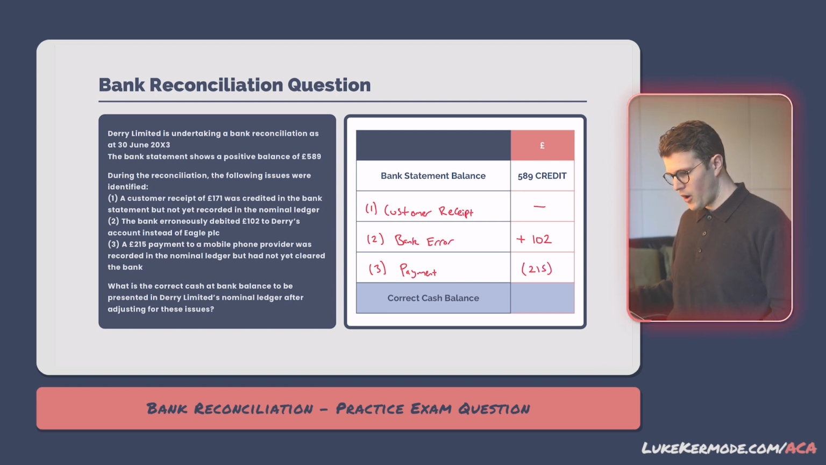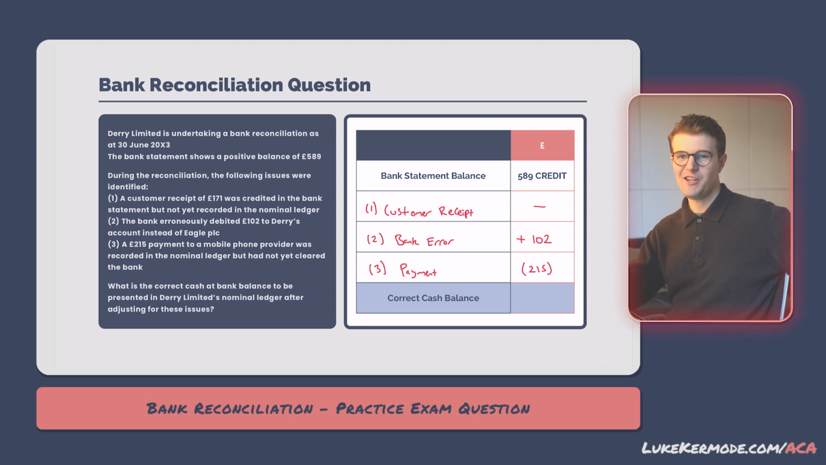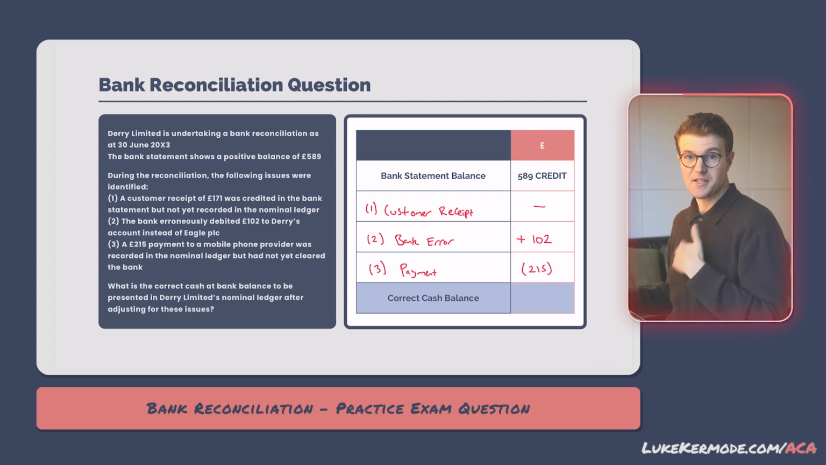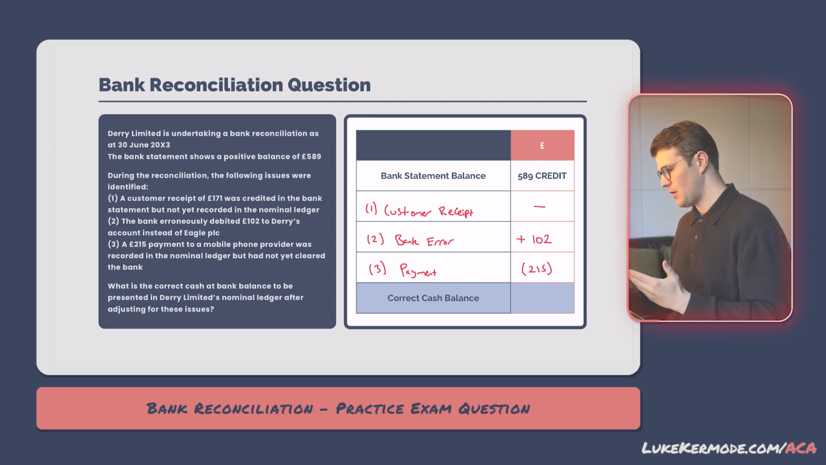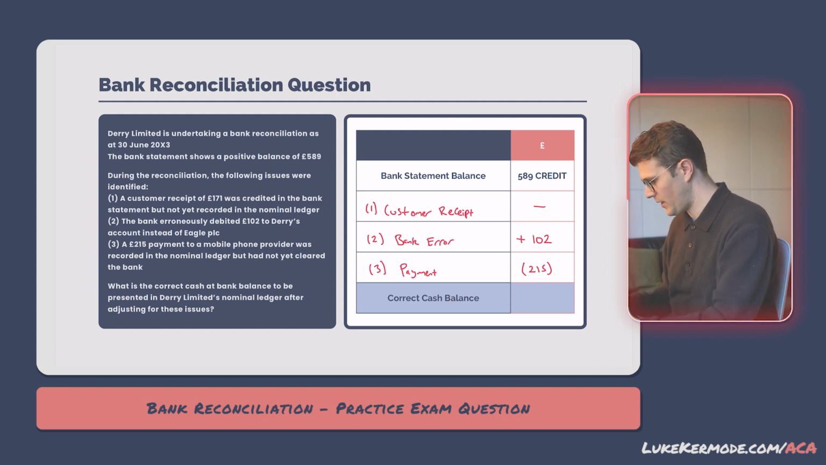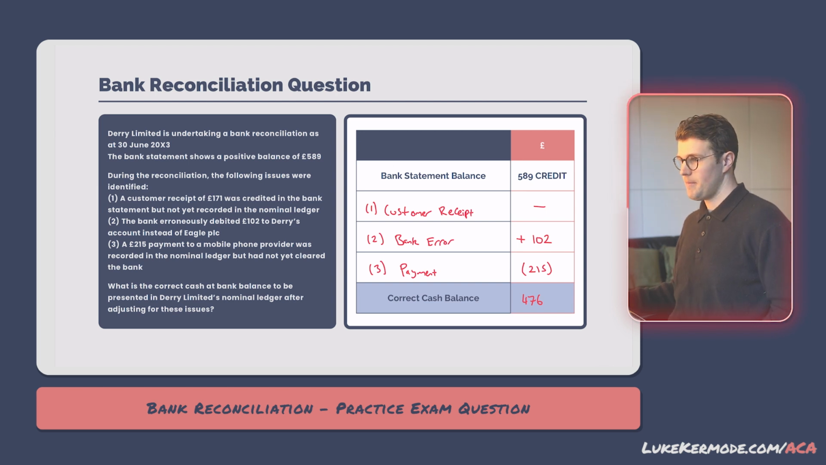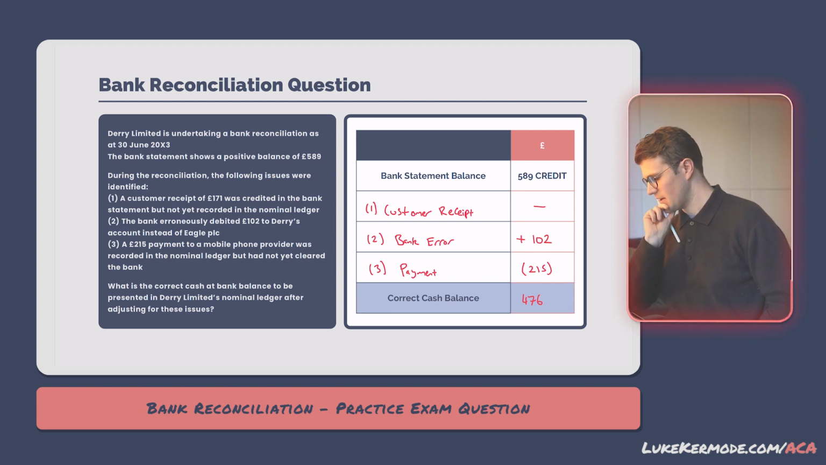So now that we've worked through each of the three issues individually, we can bring everything together to calculate the correct cash balance. So we start with our bank statement balance of £589 and we apply each adjustment. So we take 589, we add 102 and we subtract £215. So that gives us a final figure of £476. So that's our correct cash balance as per the nominal ledger.